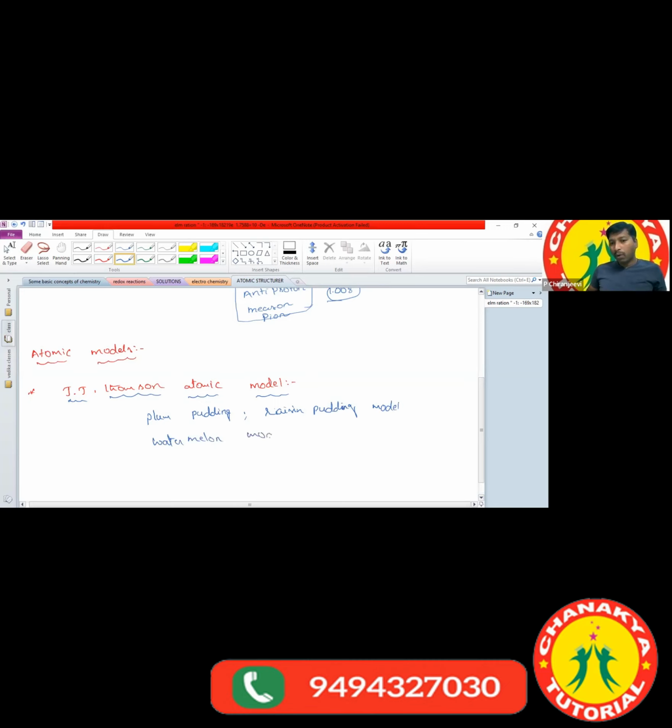Watermelon model. J.J. Thomson's atomic model can also be called the plum pudding model, raisin pudding model, or watermelon model. Why are we comparing it with a watermelon? According to J.J. Thomson, the atom has a spherical shape.